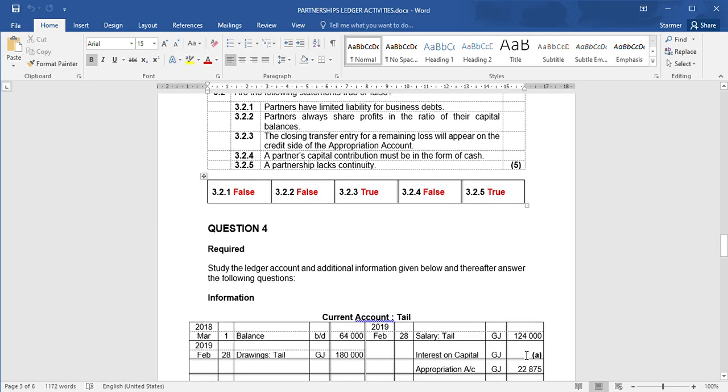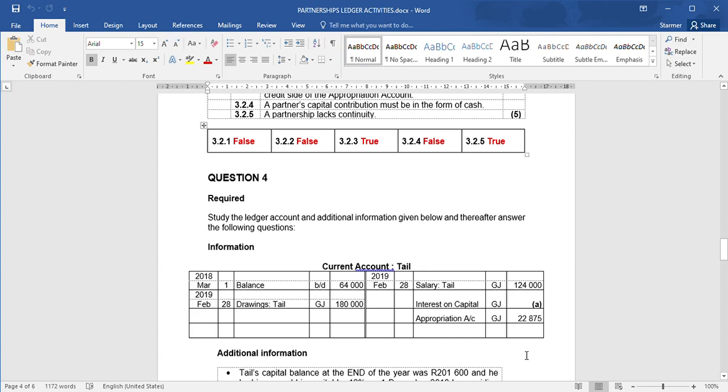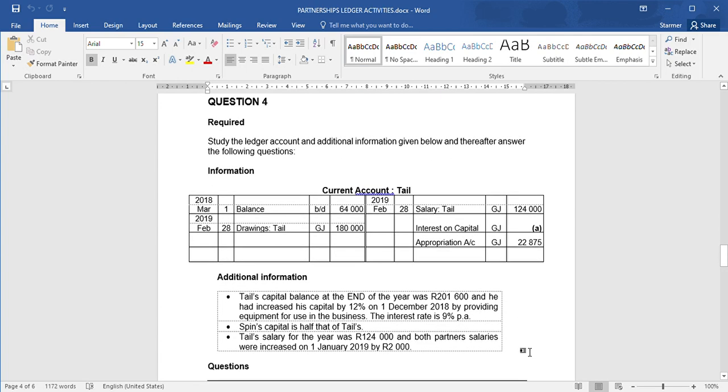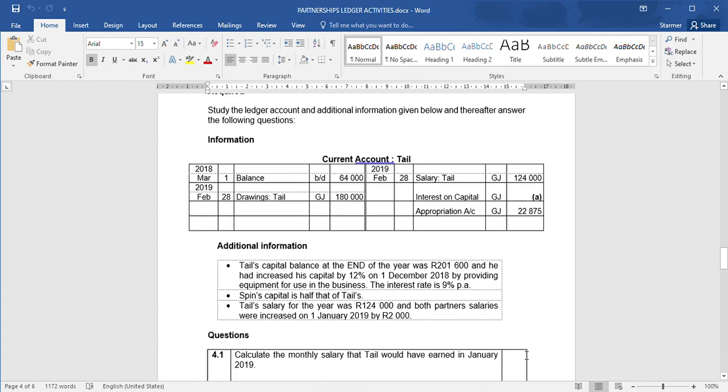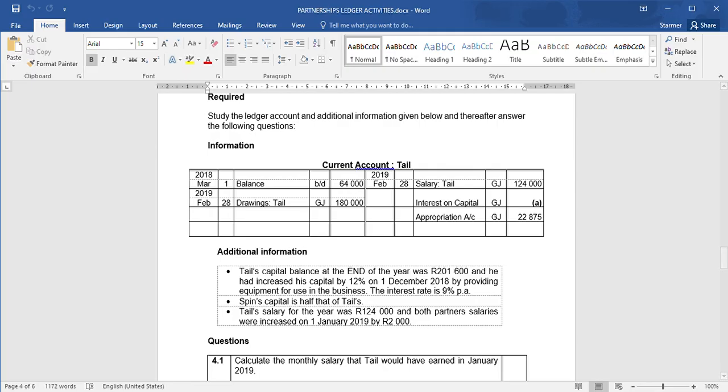Then for question 4, they give you a ledger account as well as some additional information and ask you some questions. The first thing they ask you is to calculate the monthly salary that Tail would have earned in January. If you read this third bullet, Tail's salary for the year was 124,000, and both salary partners had increased their salaries on the 1st of January by 2,000 Rand.